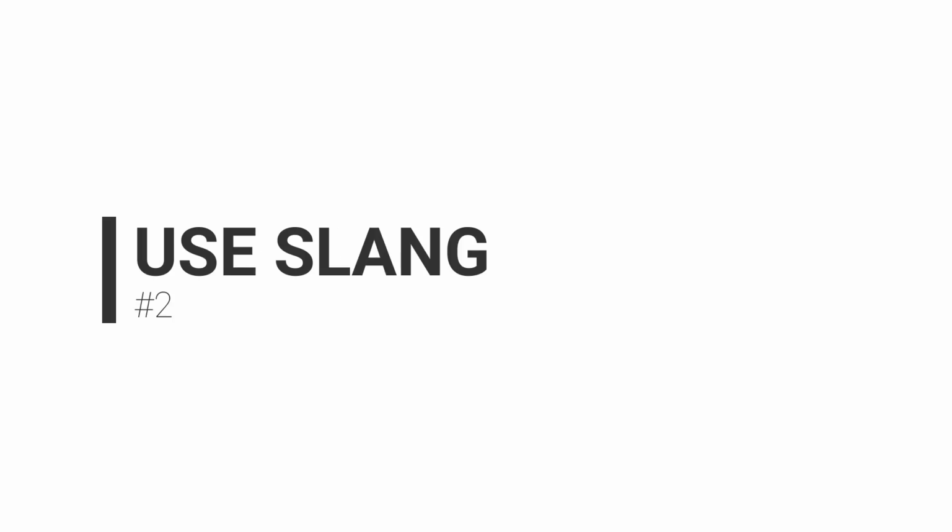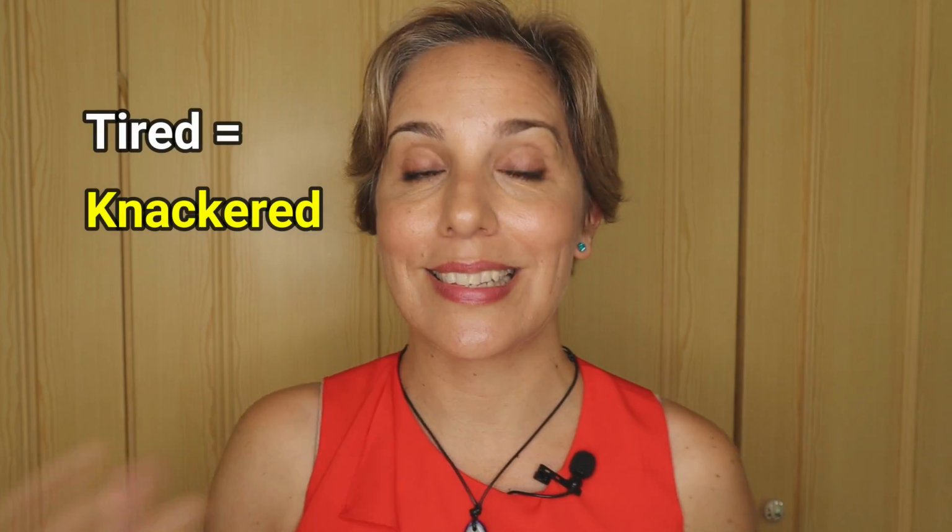Okay, so the second thing that you can do to sound more informal in your dialogues is the use of slang. Slang is basically the English that is spoken in the streets, the English that basically we never learn from books. So instead of saying, for example, I'm really tired, you might say, I'm knackered. Knackered is the slang way to say I'm really, really tired.